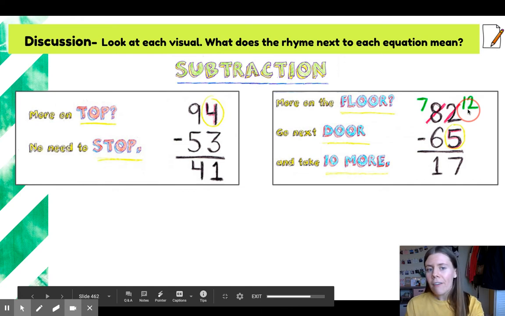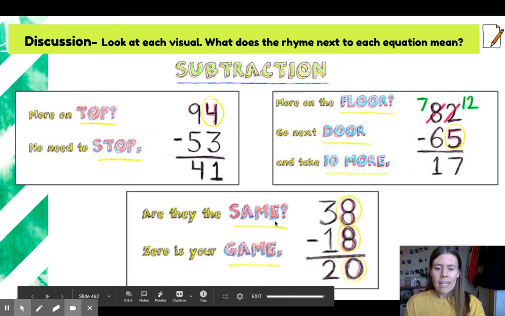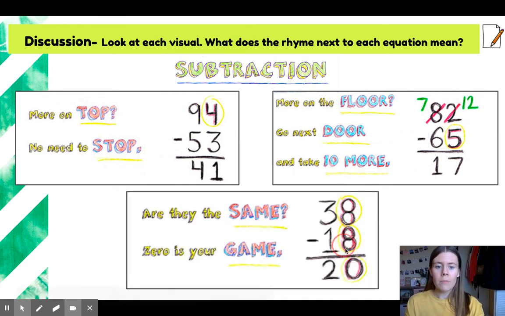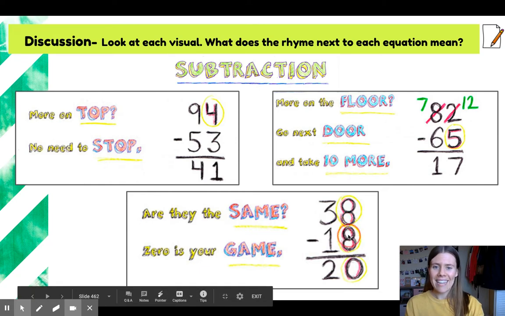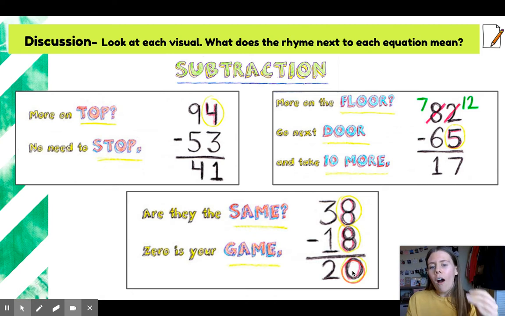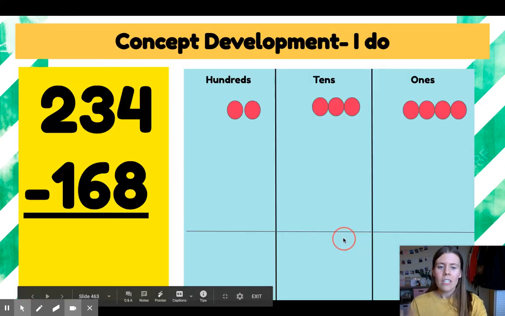So I love this because it kind of is like a little rhyme. More on the floor, go next door, take 10 more. It rhymes, so it helps you remember what to do when that happens. The other option is sometimes when you're subtracting, the numbers will be the same, like 8 minus 8. Don't let that confuse you, because when it's the same, 0 is your game. That means that the answer is 0. So all of these sentences are rhymes and questions to help you remember what to do when you're subtracting. So let's try it out.